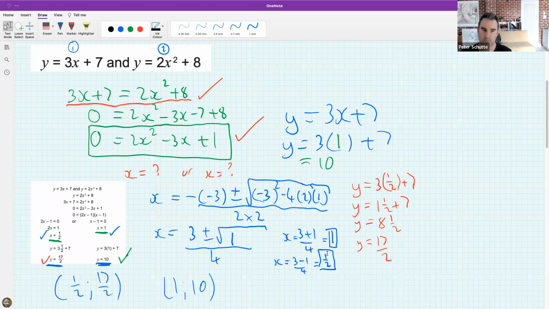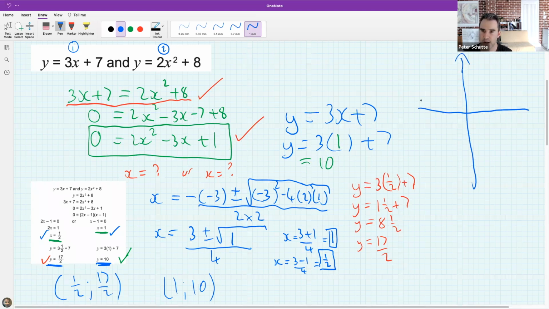So just to give you a graphical picture of what's going on here, because I know this will come later in functions, equation number 1 is a straight line. This 3x plus 7 is basically a straight line that looks like that. 2x squared plus 8 is going to be a parabola. Is it really going to be an 8? So it's 3x plus 7. Oh, yes, it's going to go something like this.